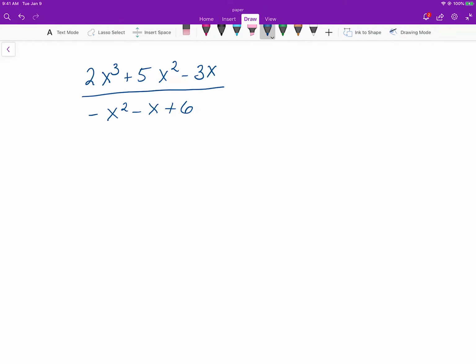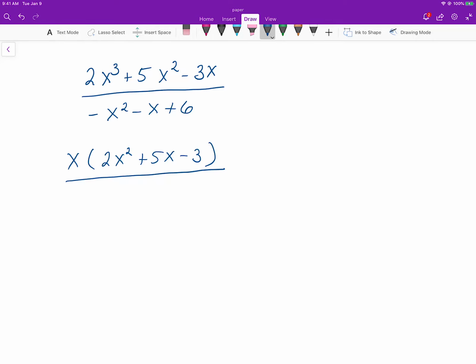This problem was from the review packet. And how we're going to start this is we are going to factor the numerator and denominator and then see if anything can cancel out. So when I look at the numerator, the first thing I notice is there's a greatest common factor of x. So before we do anything else, we are going to factor out an x, and then we're left with 2x squared plus 5x minus 3.